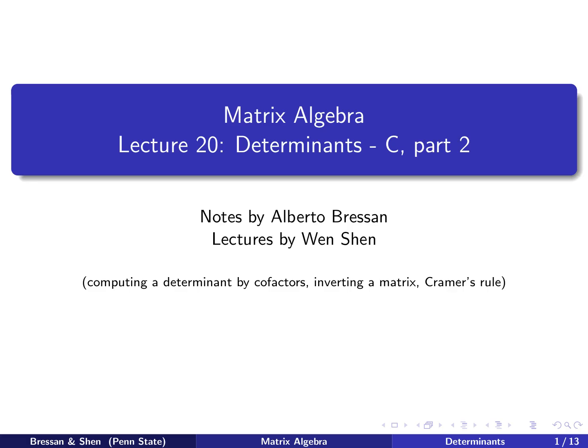So here we will talk about using the determinant to compute the inverse of a matrix, and in the end, we will derive the famous Cramer's rule to solve a linear system. Okay, let's get started.